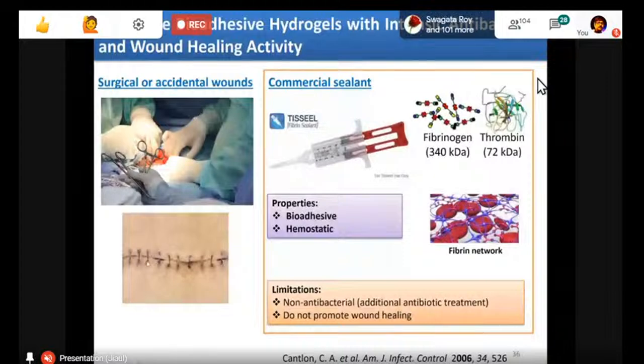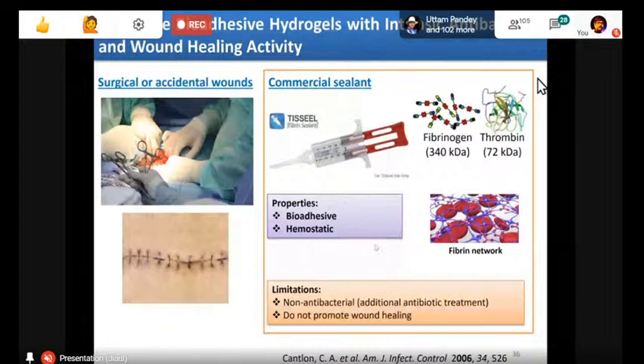At the same time, it also partially acts as a bioadhesive, because it can interact with the surrounding tissue and hold the tissues together, and that's why it acts as a glue, which is called a bioadhesive. The other advantage is that it can also stop the bleeding, and that's why it is hemostatic.